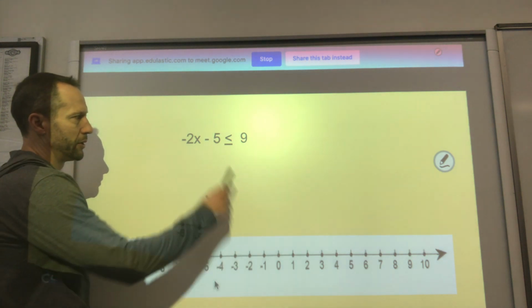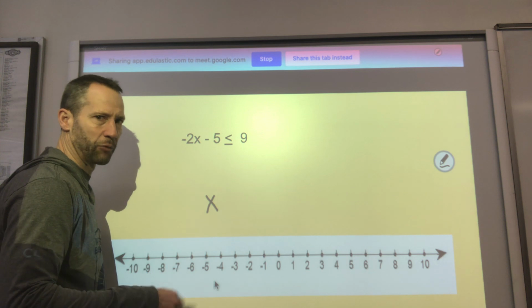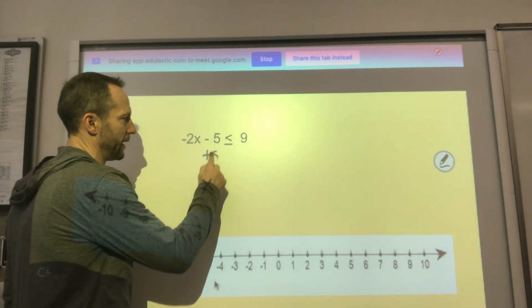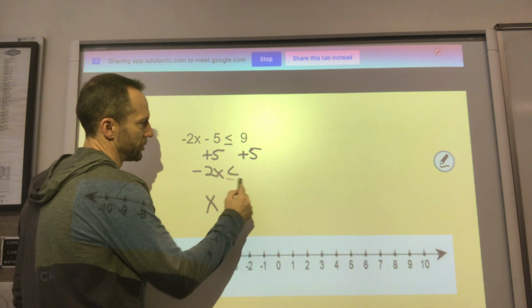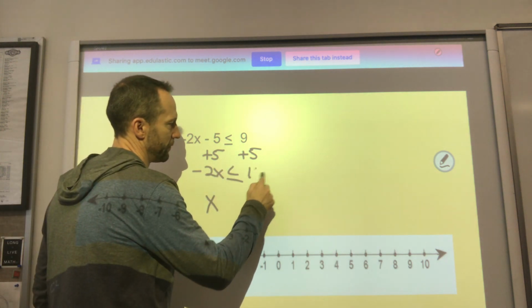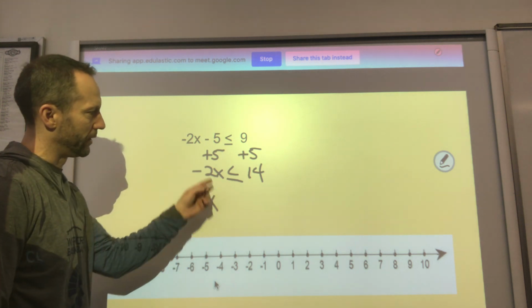So in order to do so, we're going to get rid of this minus 5. And again, we're going to do the opposite operation. We're going to add 5 to both sides. And that leaves us with negative 2x is less than or equal to 9 plus 5, which gives me 14. And now I have to get rid of that times negative 2.